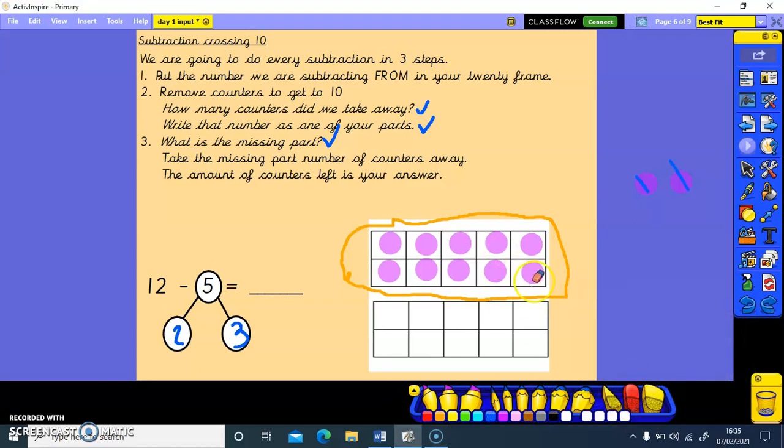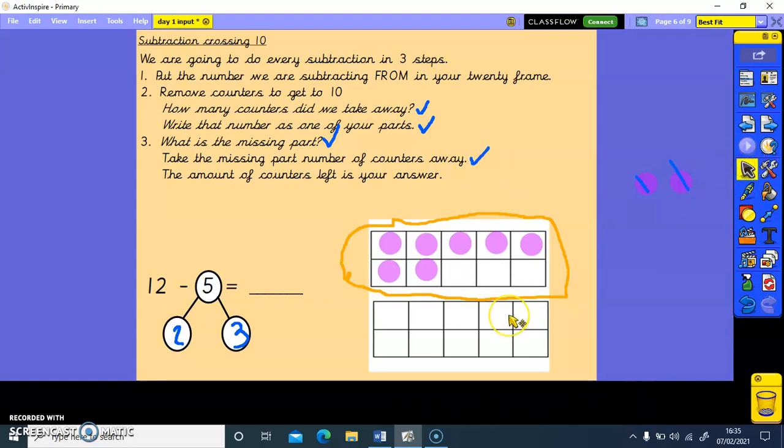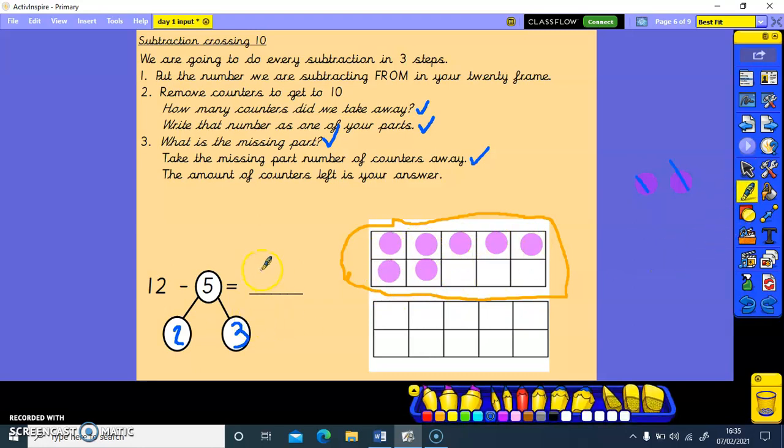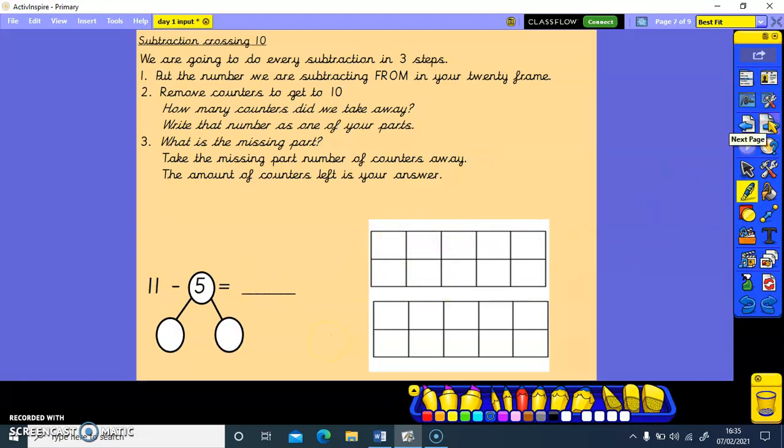1, 2, 3. Okay, I've taken away the missing part. The last part is to count how many are left, which will give me my answer. Count in with me. 1, 2, 3, 4, 5, 6, 7. So 12, take away 5 is 7. Brilliant job, guys. Moving on to the next one then.